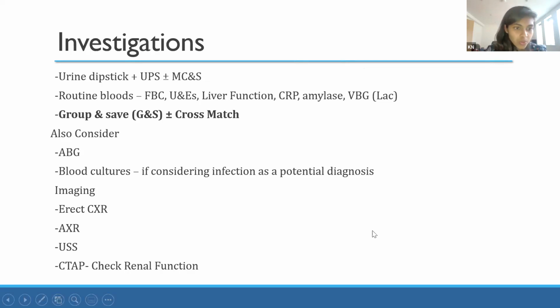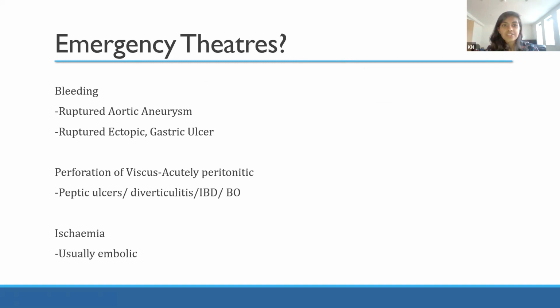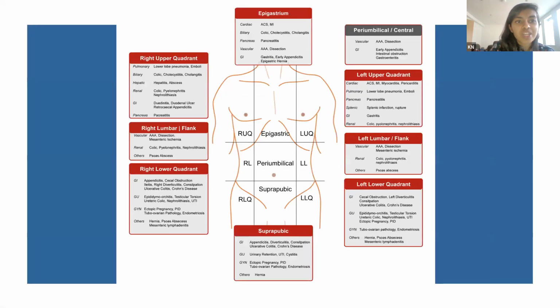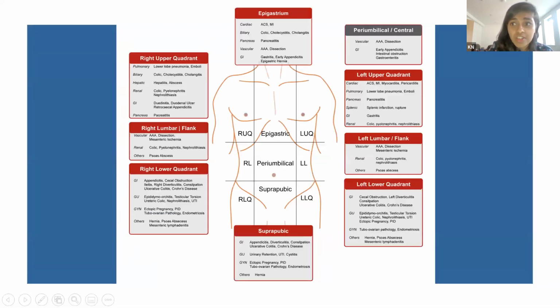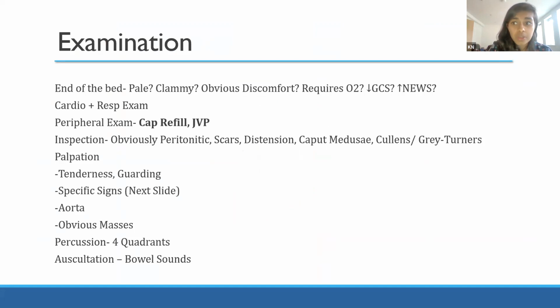So imaging, we covered ultrasounds, we've covered CTs, okay. And so what goes to theatres? There are three broad categories of what goes to theatres. And again, if you go to history, or the way they're looking initially, and you think, okay, this is someone who might need to go to theatres, you're probably already going to be calling a registrar saying, I'm worried about this patient.